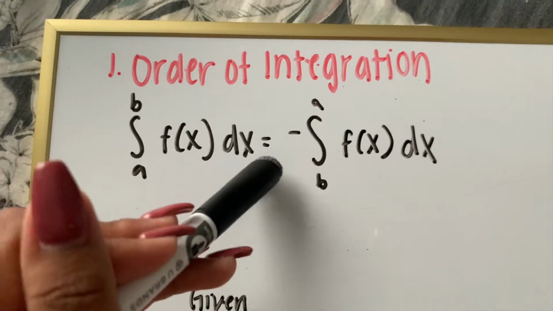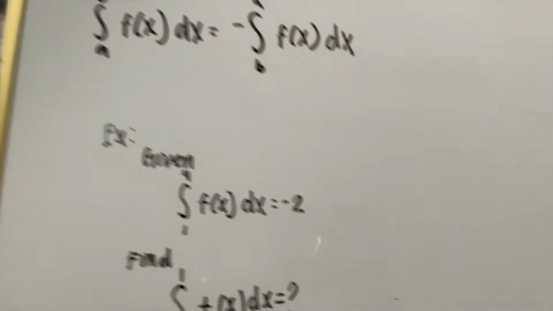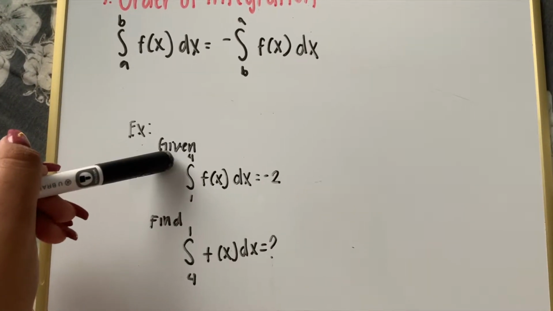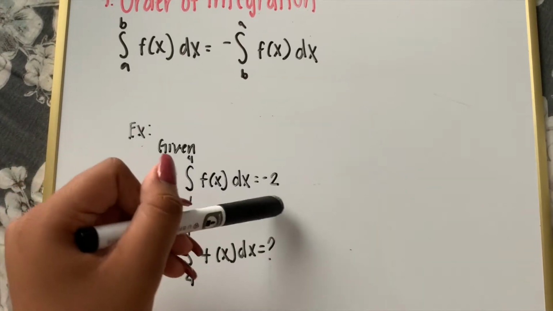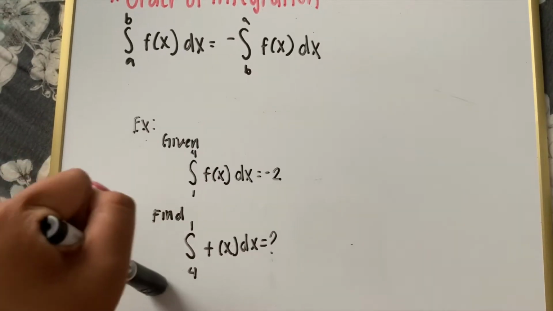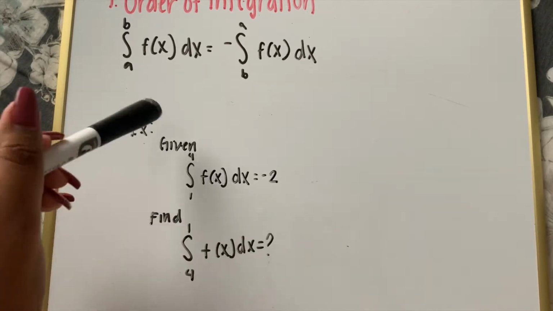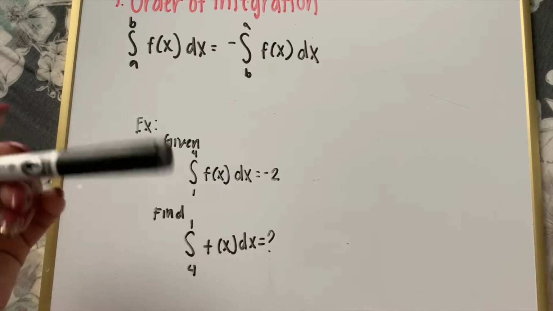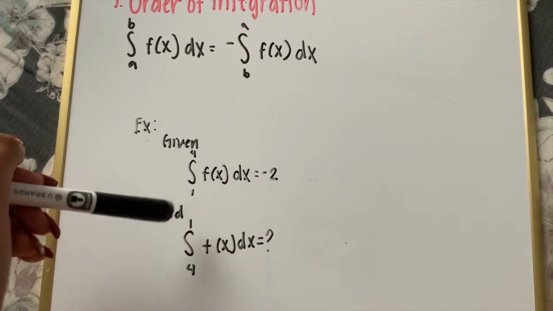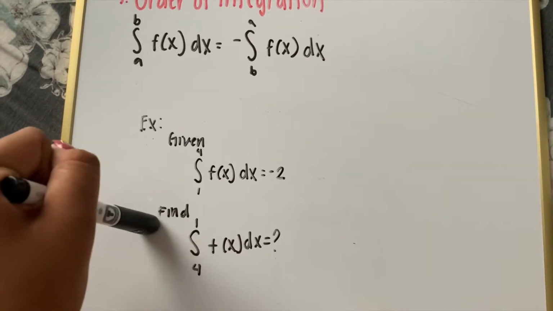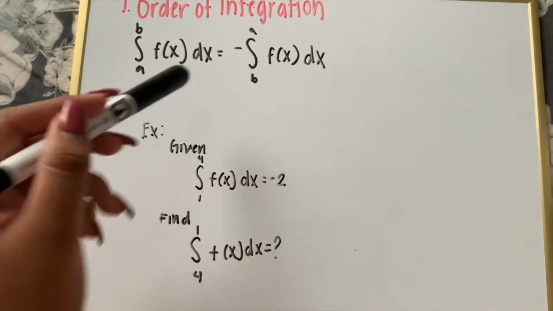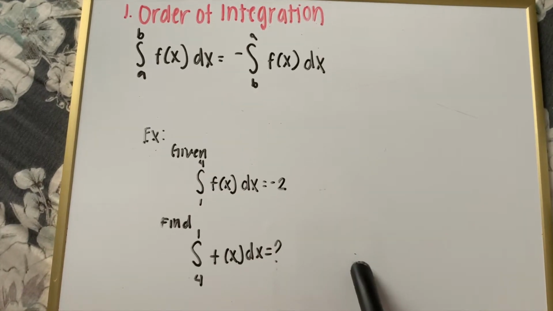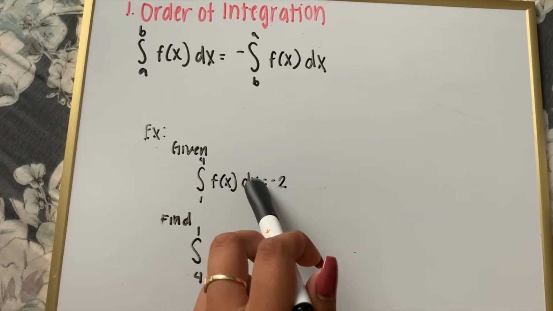In this example, we have the integral starting at 1 to 4, and this integral equals -2. So we want to find the integral from 4 to 1. Instead of starting at 1, we're starting at 4, and instead of ending at 4, we're ending at 1. Looking at this rule, we understand that it's going to follow the same number, so it's going to be 2, only positive instead of negative.